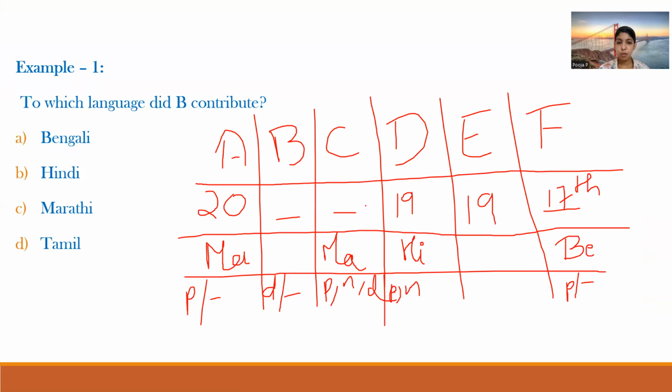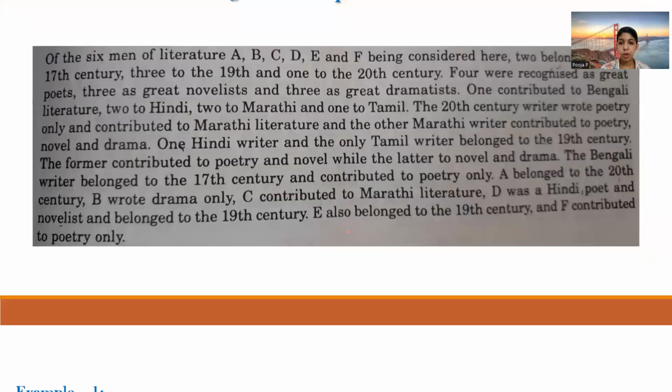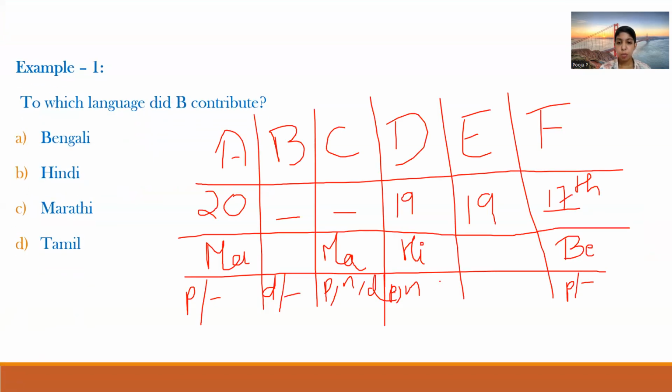What are the other clues given for C, B, E? Let's start decoding. One Hindi writer and the only Tamil writer. The Hindi writer contributed to poetry and novel. The other contributed to novel and drama. Poetry and novel, this Hindi writer is done. So the only option left here is novel and drama. And who contributed to novel and drama? The one who is given in Tamil literature. So one Hindi literature, one Tamil literature, two Marathi literature, one Bengali literature is done.